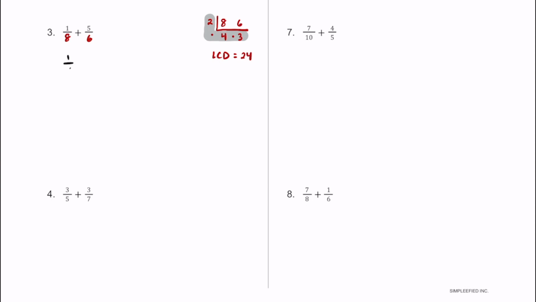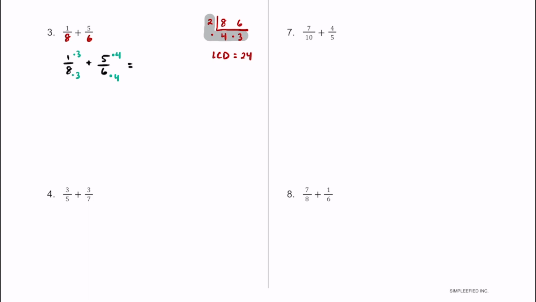So rewriting these fractions, we have 1/8 plus this 5/6. If we're going to try to get this 24 here, how are we going to do that? Well, 6 times 4 is 24, and 8 times 3 is 24. So let's multiply this 8 by 3 on top and bottom, and take the 5/6 and multiply it by 4 on top and bottom. Okay.